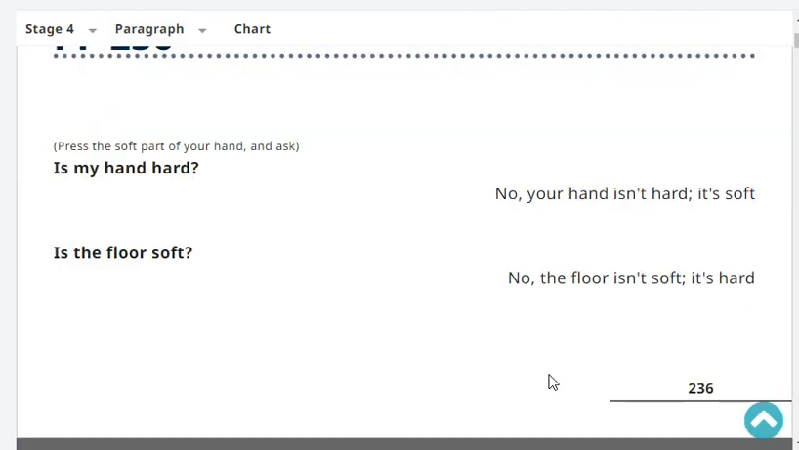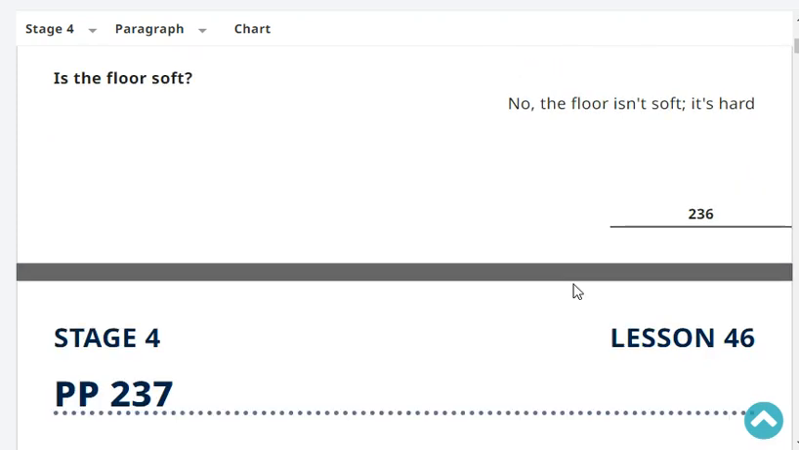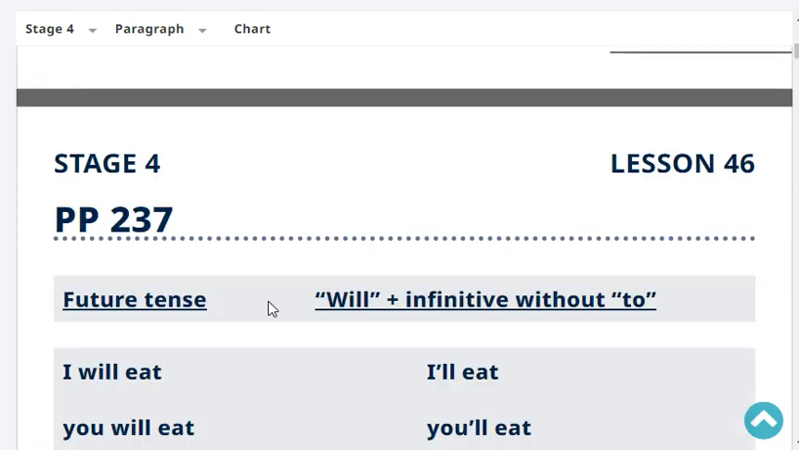Ready? Yep. Okay, is my hand hard? No, your hand isn't hard. It's soft. Very good. Is the floor soft? No, the floor isn't soft. It's hard. Very good.